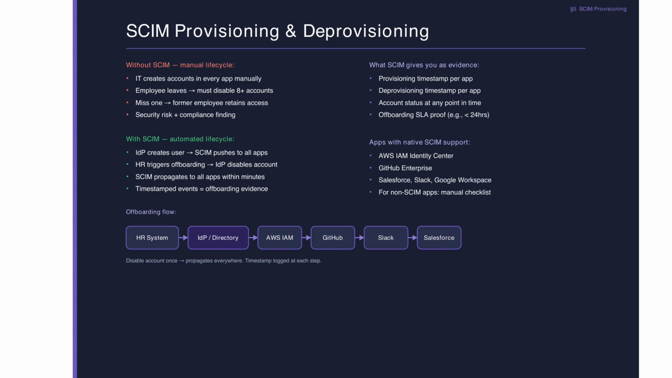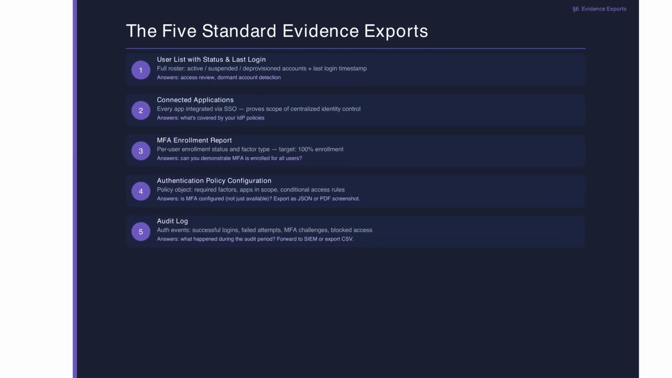Apps with native SCIM support include AWS IAM Identity Center, GitHub Enterprise, Salesforce, Slack, and Google Workspace. For apps without it, you fall back to a manual checklist. Everything we've covered produces evidence, and it boils down to 5 standard exports.